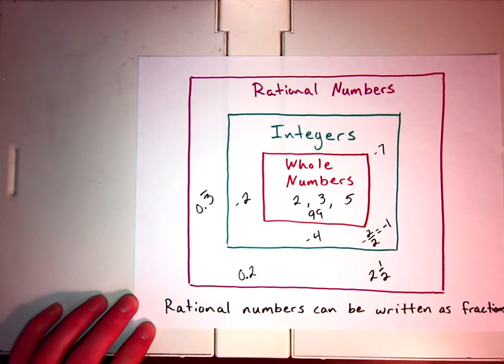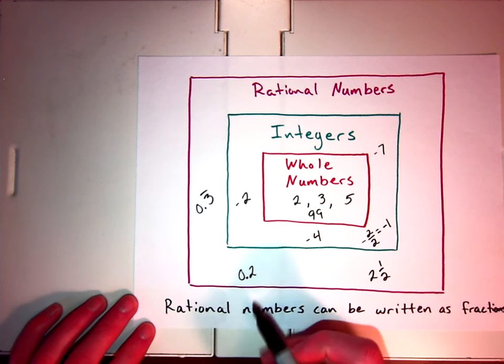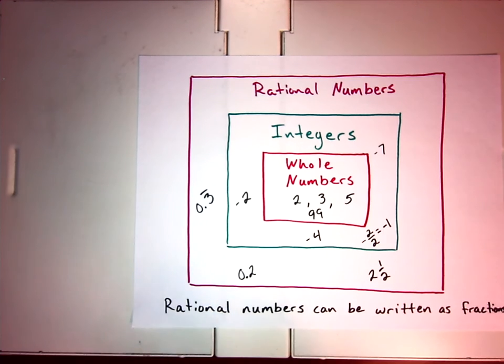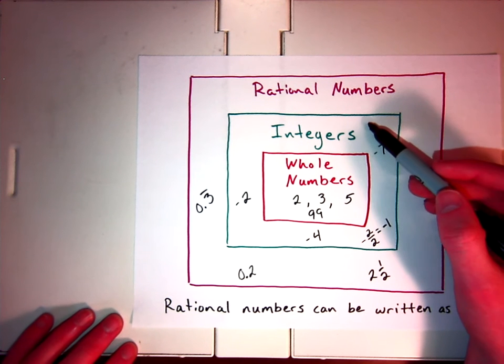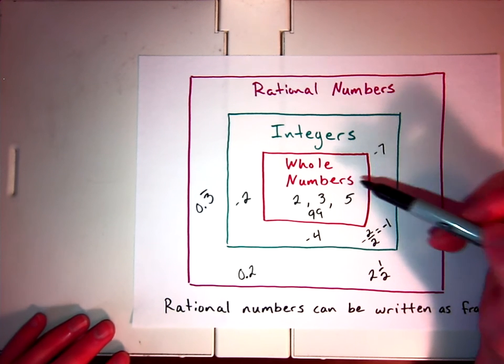We also have terminating decimals. That would be something like 0.2. Terminate means to end. So 0.2 is a terminating decimal. Now, this whole concept of this being the broadest term, this a more specific term, and this even more specific, sometimes that's hard to grasp.